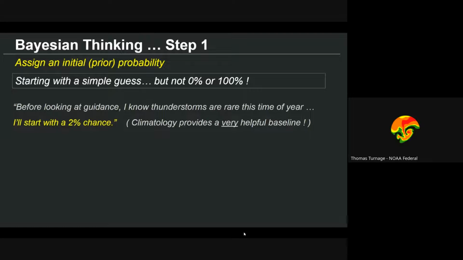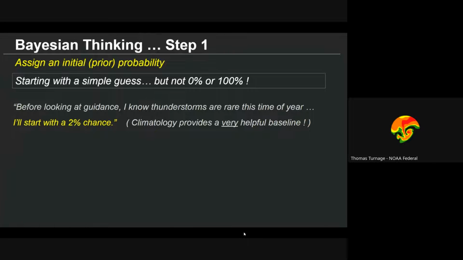So here are some examples. Let's say that you're in an area where, climatologically, thunderstorms are very rare this time of year. And so I'm going to start with a 2% chance, even before I look at the guidance. So I'm assigning a probability.